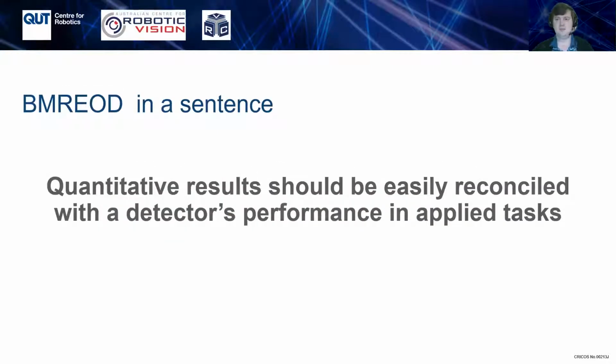If I was to summarize this workshop in a sentence, it is one of the sentences that we have on our workshop page, which is that quantitative results should be easily reconciled with the detector's performance in applied tasks. Basically, for any evaluation measures or any way that we are evaluating our object detectors, we should be able to easily translate what we see in our numbers to what we see in front of our faces, exactly how the system is actually performing when used for a given task.